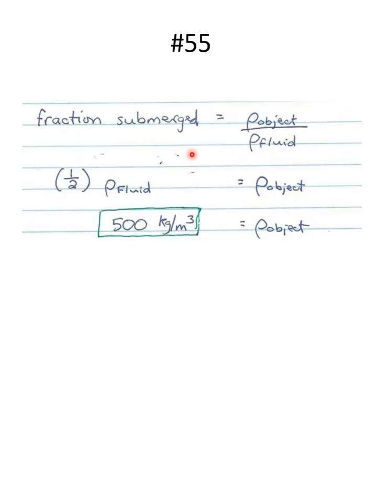So the fraction submerged is the density of the object divided by the density of the fluid. We want to know the density of the object, so multiply both sides of this equation by the density of the fluid. So it's going to be 1/2 of 1,000 because it's pure water. So 500 kilograms per cubic meter. It's half the density of the water, and so half of it is submerged.